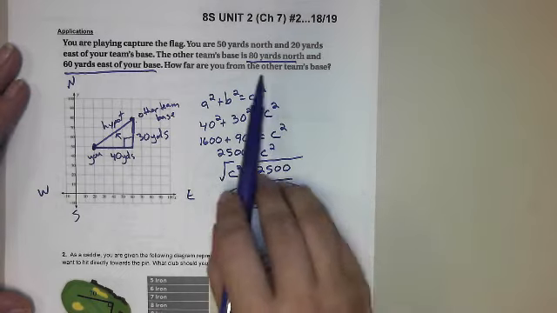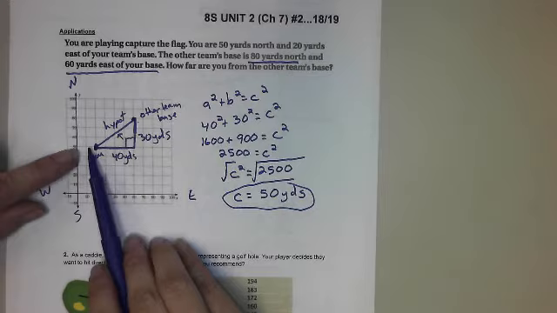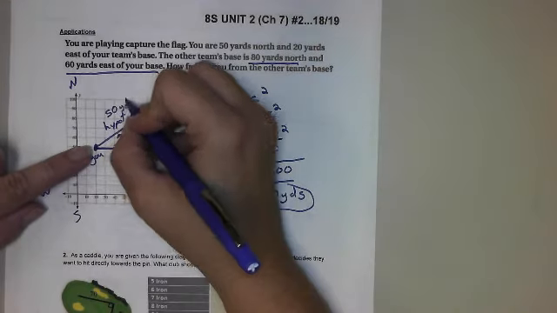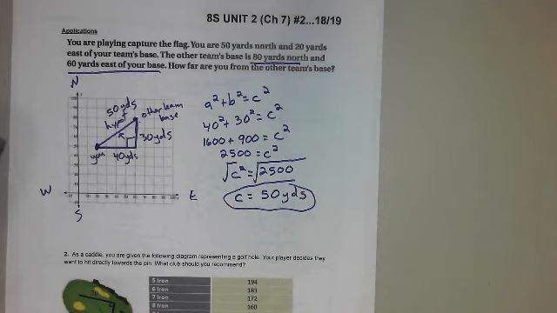So I know, how far are you from the other team's base? I am 50 yards. This hypotenuse is 50 yards. And there's your final answer.